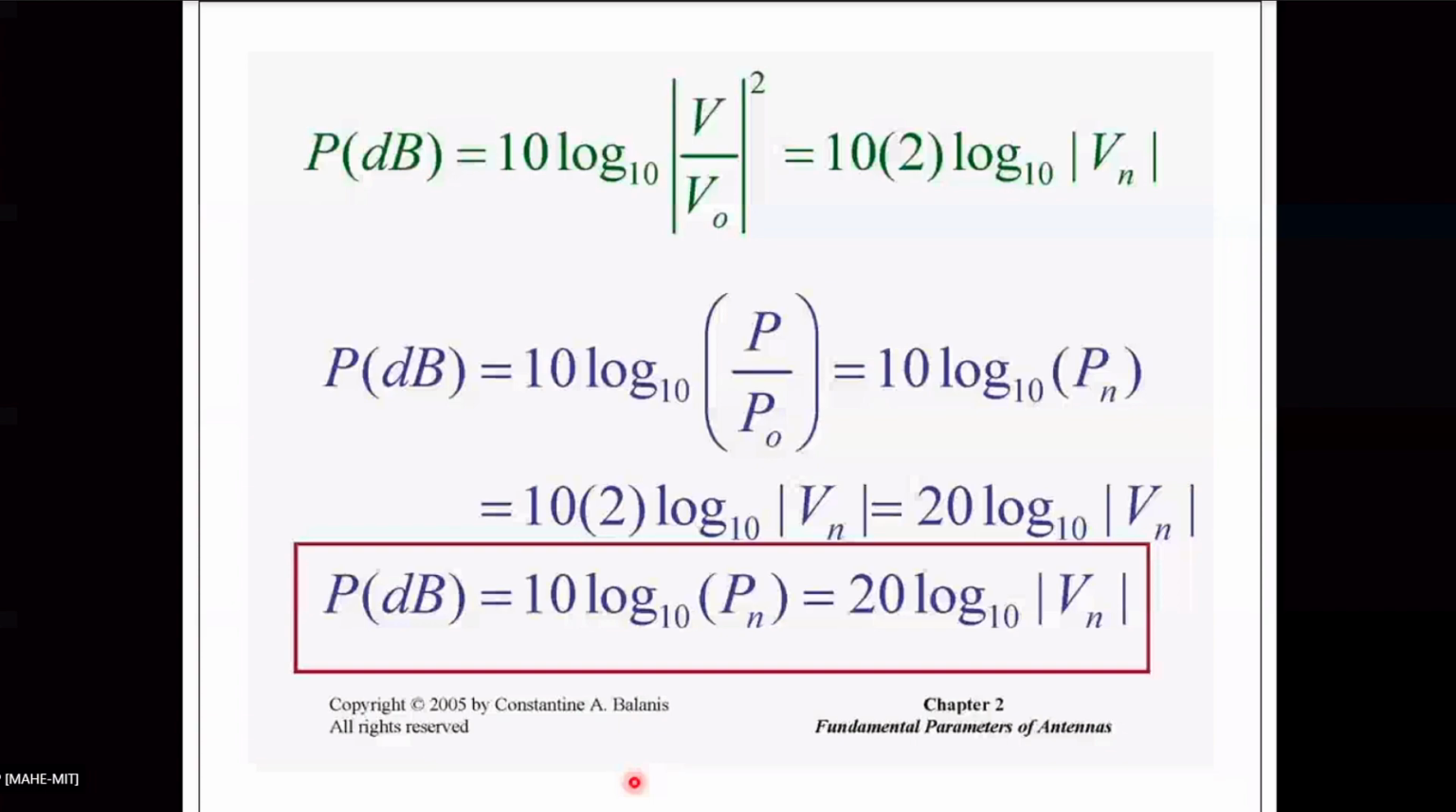P in dBs. You can skip this slide. This is not so important. We are not discussing in terms of voltage, so you can skip this slide. I'll go to the next slide.